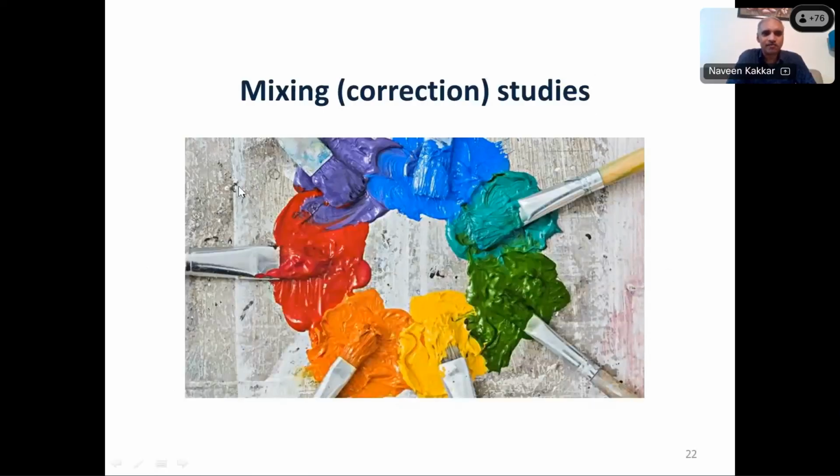So have any of the students heard about mixing or correction studies? Yes, sir. Okay. So can you give me a basic idea so that I know where to start and how detailed to go? Basic idea of a mixing study.